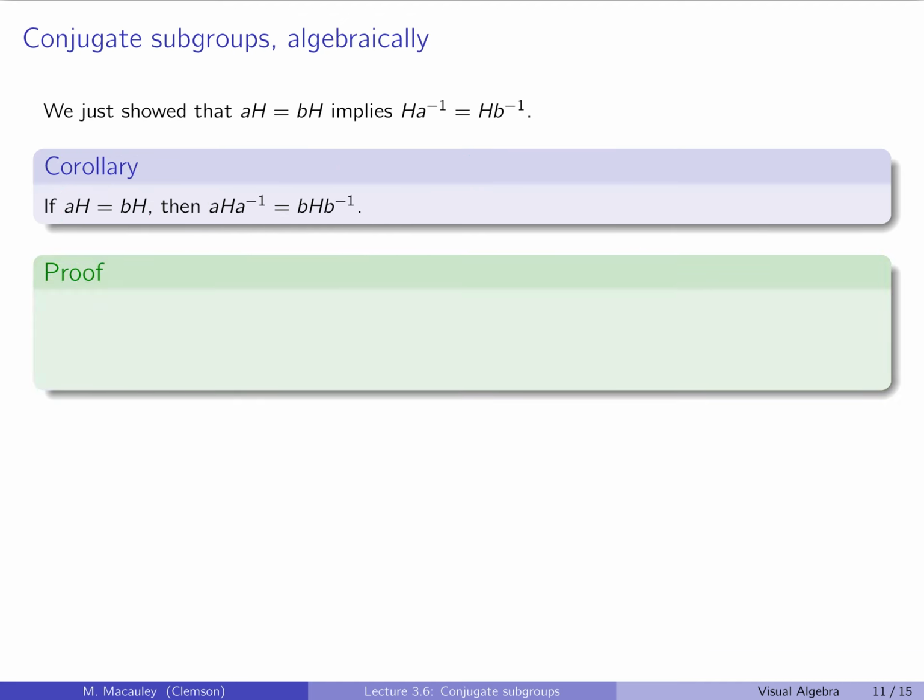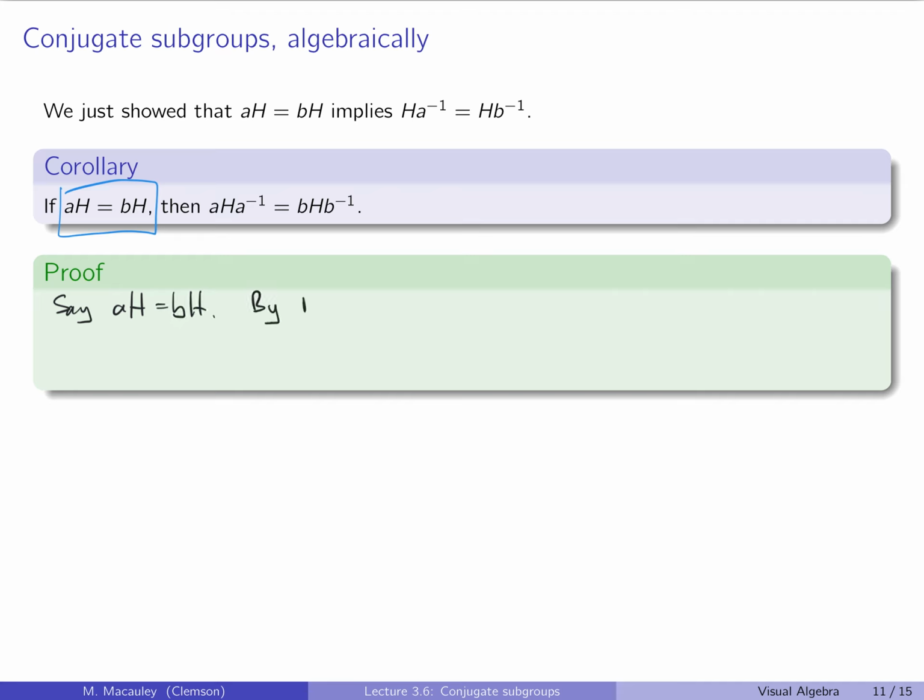We just showed that if we have the equality of the left cosets aH and bH, then we have the equality of the right cosets Ha inverse and Hb inverse. As a corollary, if we have the same equality of left cosets, then we also have the equality of the conjugate subgroups aHa inverse and bHb inverse. To prove this, well, there's not much we can do. We have to assume that we have equality of aH and bH.